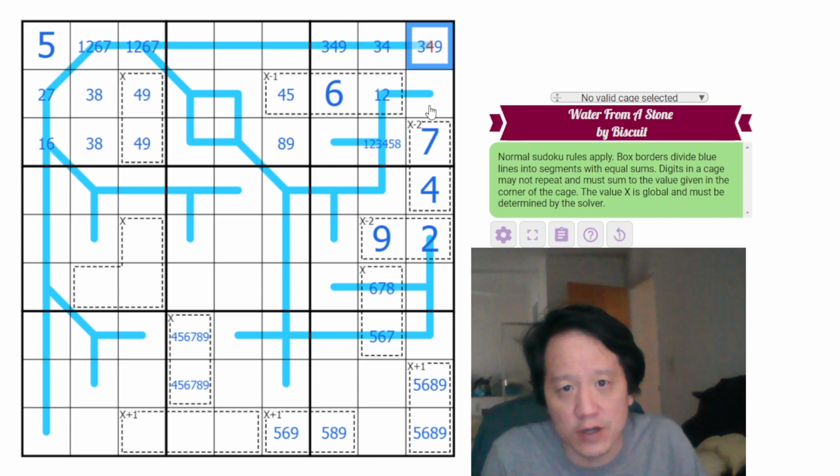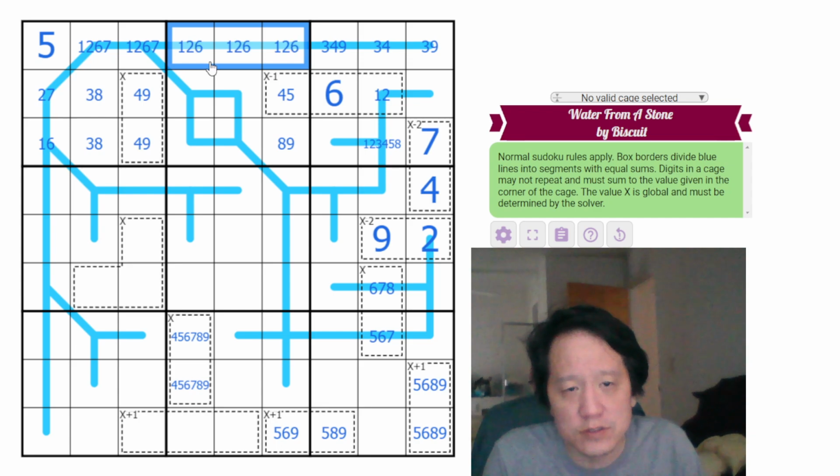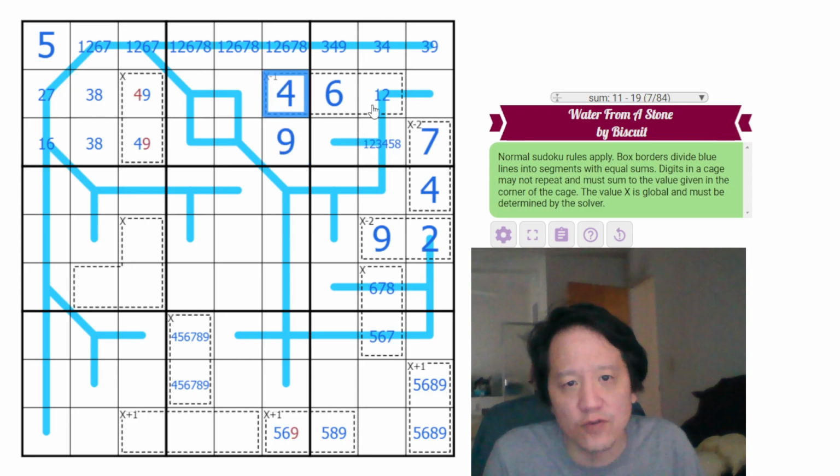This is 3, 4, 9. And this is 1, 2, 6, or 7 with 8. So this can't be 8. Therefore, this is 9. Therefore, this is 4, which forces this to be 2. So this is 9. This is 4. This is 7 and 1. So this has to be 2 and 6. This cannot be 2 and 6, so it's 7, 1.